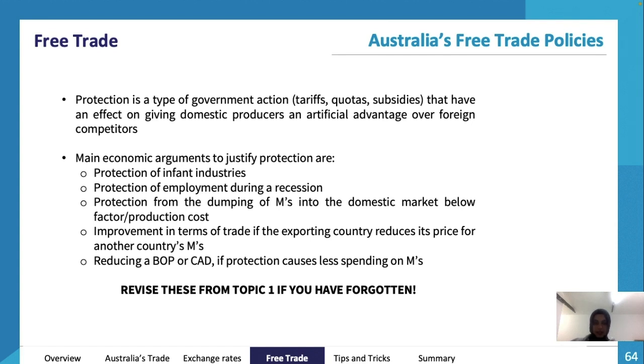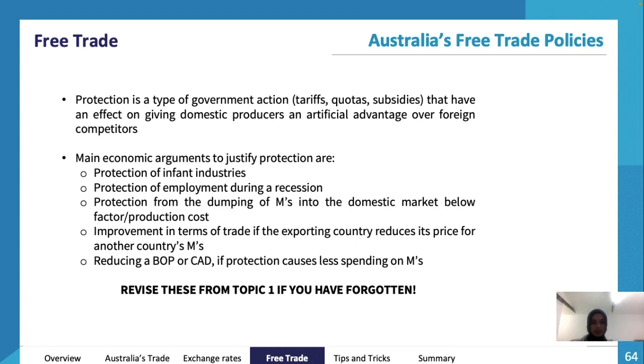Protection from dumping of imports into the domestic market below factor or production cost. So essentially, we're trying to prevent dumping, which is where, let's say there's an overproduction of a certain good, they will then dump it at a very, very cheap price, which will impact negatively on local businesses who are making that same product, because then businesses will just go to that foreign competitor who's selling it at a very cheap price, but it's really not sustainable.